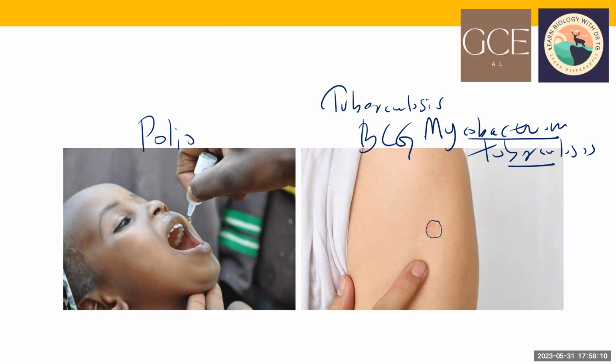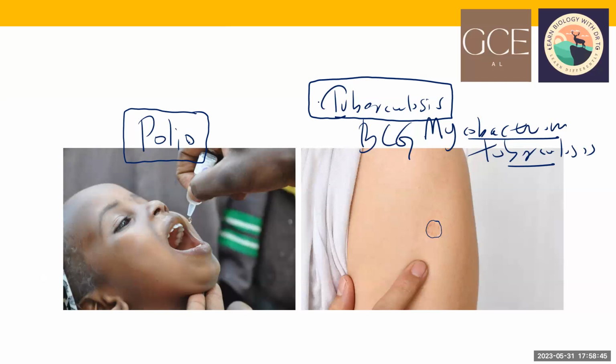This disease is called tuberculosis. This other one is the polio virus. It can cause infection in the nervous system and muscles. If a person is infected with polio, the person develops lifetime deformities in the legs or some areas. That's also very bad. Tuberculosis is again a big disease in the world.